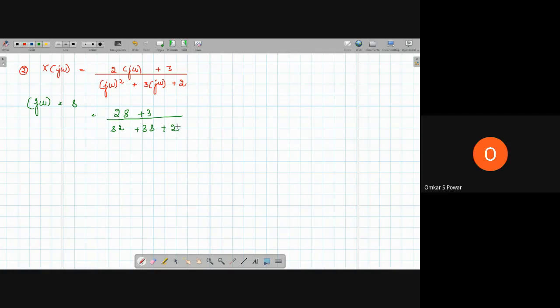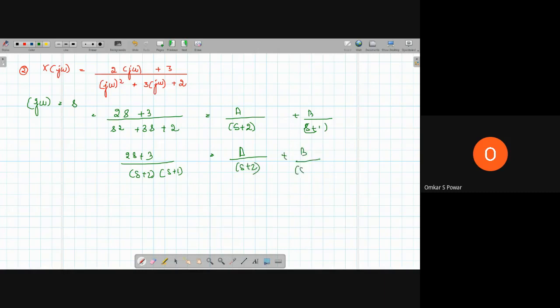Now how can we simplify this in terms of partial fraction? A divided by s plus 2 plus b divided by s plus 1. How did I do that? 2 ones are 2, 2 plus 1 is 3. So 2s plus 3 divided by s plus 2 into s plus 1 is equal to a divided by s plus 2 plus b divided by s plus 1.